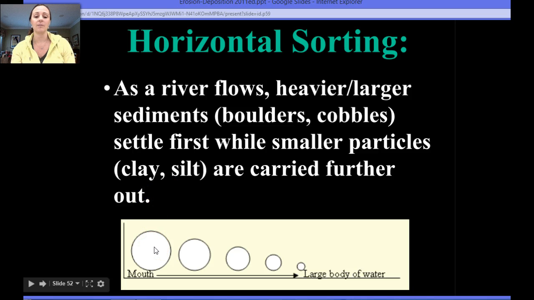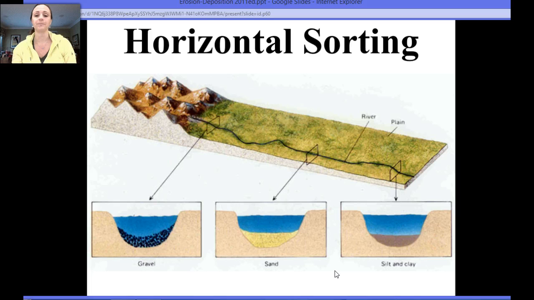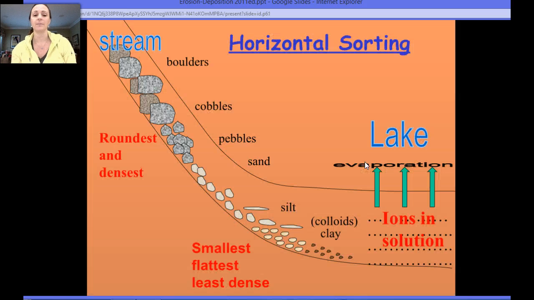So the larger sediments are first deposited, leading to the smaller ones once you hit the larger body of water. And here's a picture of how this can occur. You see here that there's a mountain range where a stream will come down, and you will see that it starts to curve as the land flattens out. As this land flattens out and the speed of the river slows down, you will have depositing occur horizontally, sorting the sediments as it slows down.